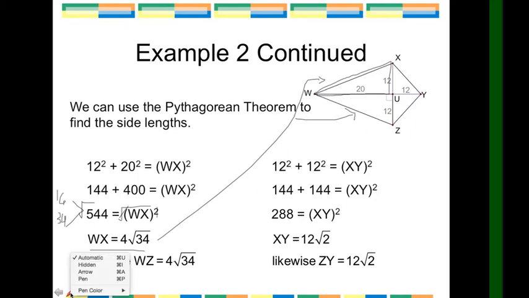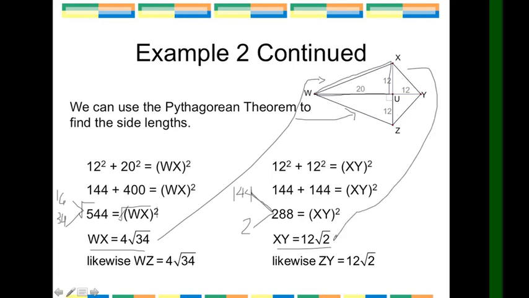Because the factors of 288, yung factors niya ay 144 times 2. Tama? And as we all know, the square root of 144 is 12, and the square root of 2 is square root of 2. Therefore, XY is equal to 12 square root of 2, therefore this line segment YZ, or ZY, is also equal to 12 square root of 2. Okay, so they are just the same.